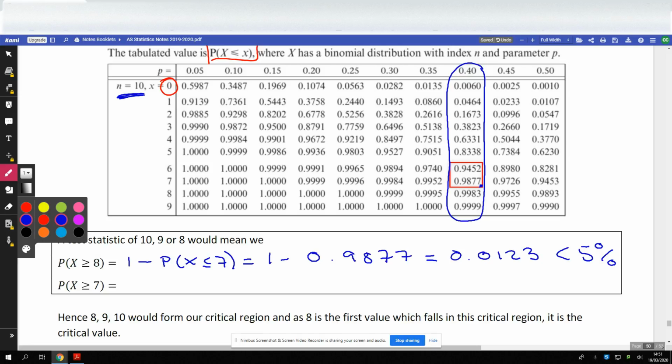Considering greater than or equal to 7, we've got 1 minus probability x is less than or equal to 6, which is going to give me 1 minus this value here. So that's 0.9452, which is equal to 0.0548, which is greater than 5%.